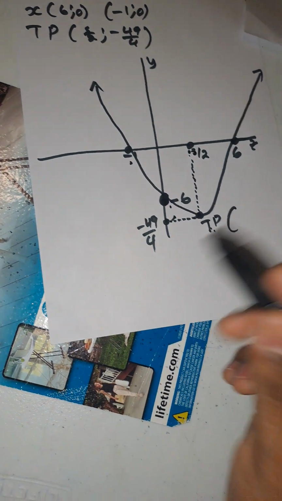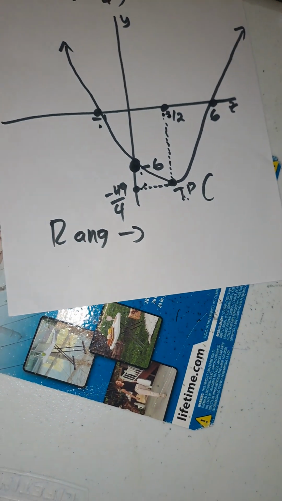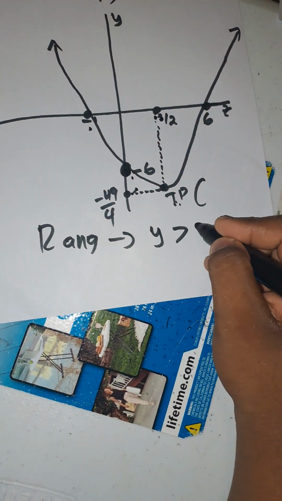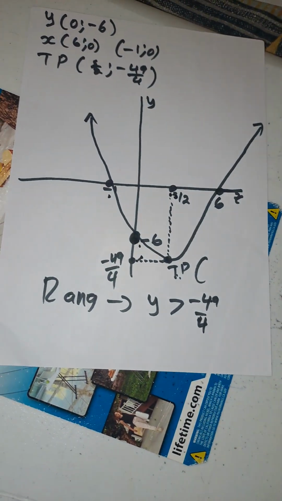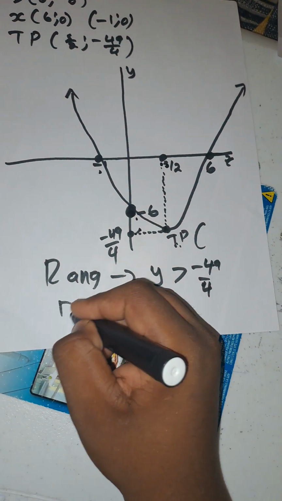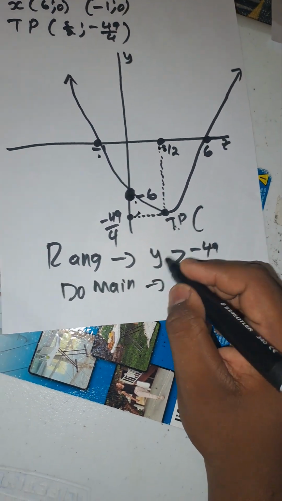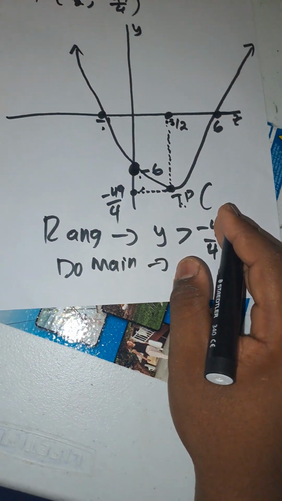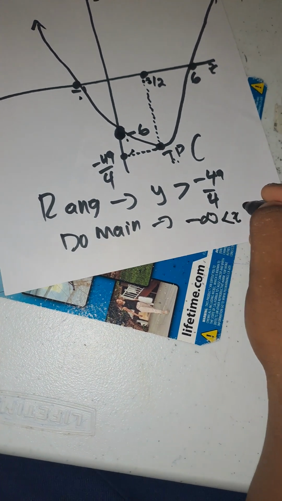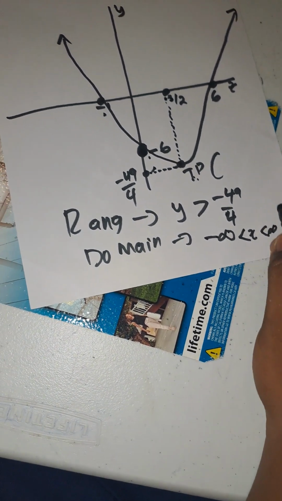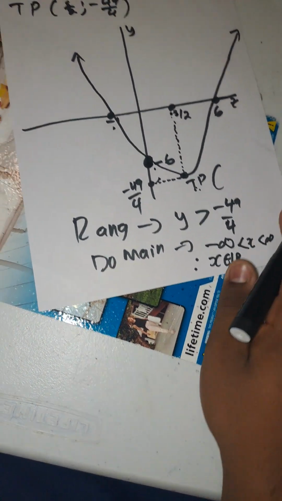Okay, and then if maybe they say find the range, the range is the set of y values. So we can say y is greater than or equal to negative 49 over 4, because what I have here is the happy face, so it is the happy graph. Okay, and then my domain is the set of x values. This is a parabola. You must know that the graph doesn't end, so it's going to be negative infinity less than x less than positive infinity. Then you can say x is an element of the real numbers.